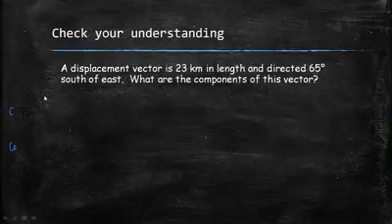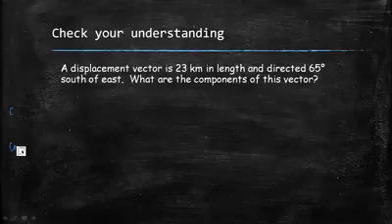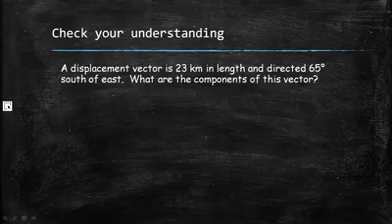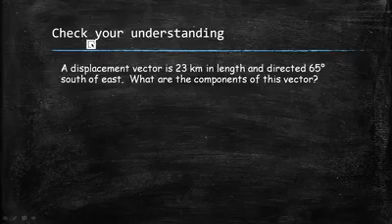Now, let's check your understanding. Our displacement vector is 23 km in length and directed 65 degrees south of east. What are the components of this vector? Again, your answer must be posted in the comment section of this video.